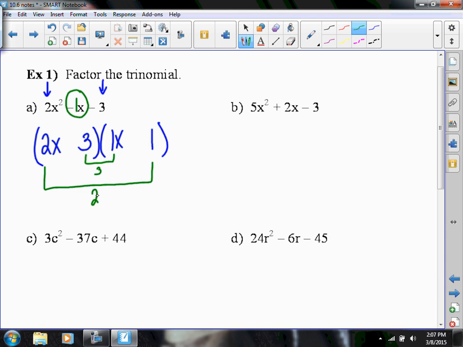So 3 and 2 can get me to a negative 1 if I make the 3 negative. So I'm going to put a negative in front of the 3 here, and then I'll leave a plus in front of this one so that I get a positive 2. And there I factored.